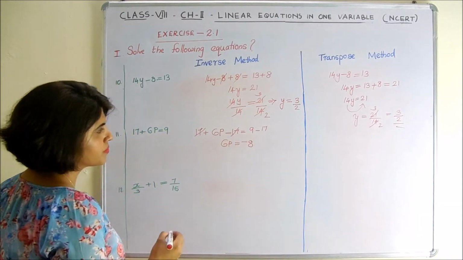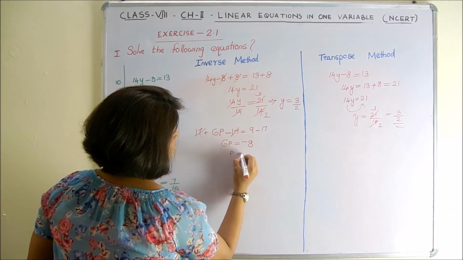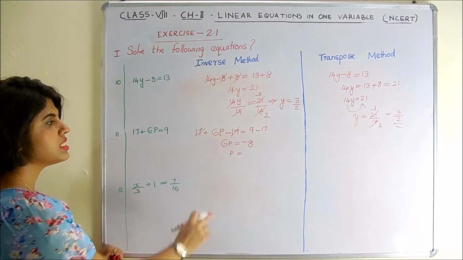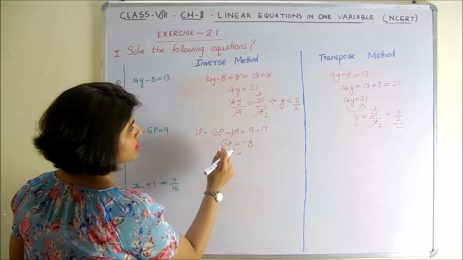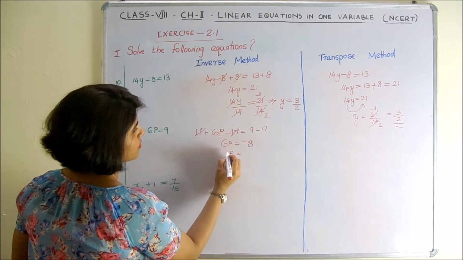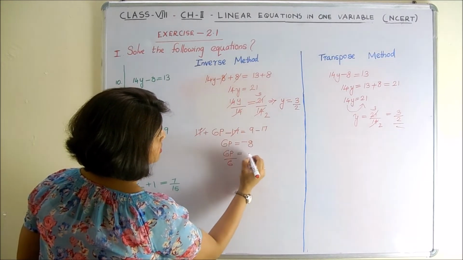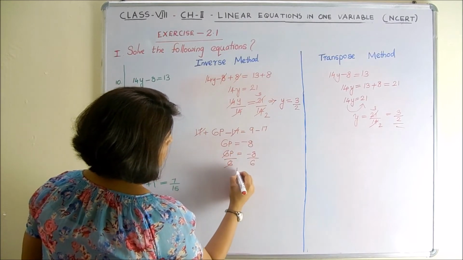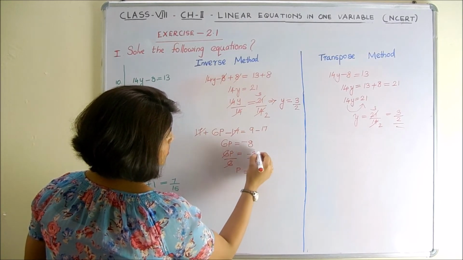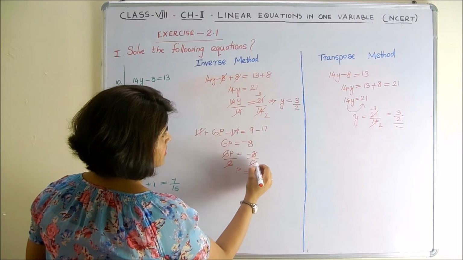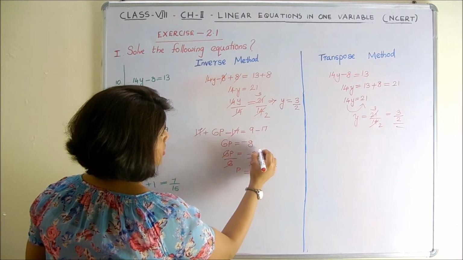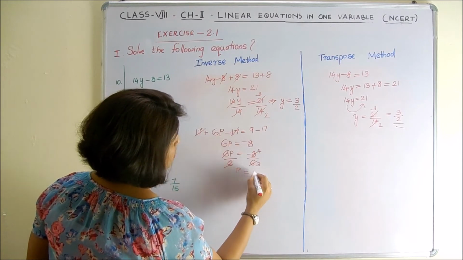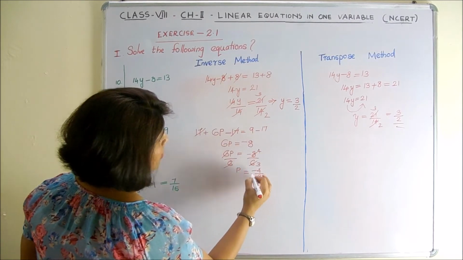minus 8. And p equal to, we can eliminate this 6 by dividing by 6 on both sides of the equation. 6p divided by 6, minus 8 divided by 6. Then this will get cancelled. Then p equal to, here 2 goes in 6 3 times and 2 goes in 8 4 times. So the answer is minus 4 by 3.